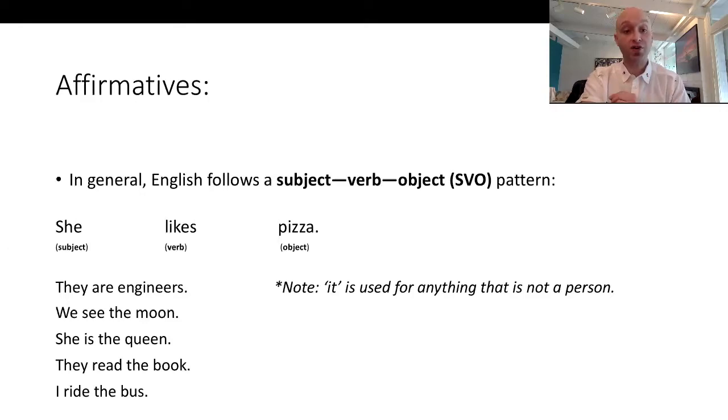They are engineers. We see the moon. She is the queen. They read the book. I ride the bus. And just a note, we use it in English generally for anything that is not human. So anything that's not a person, we will use it. So objects, tables, chairs, desks, plants, anything other than a person.